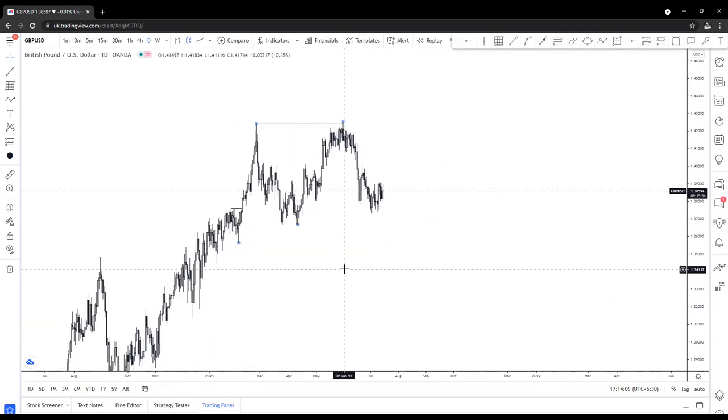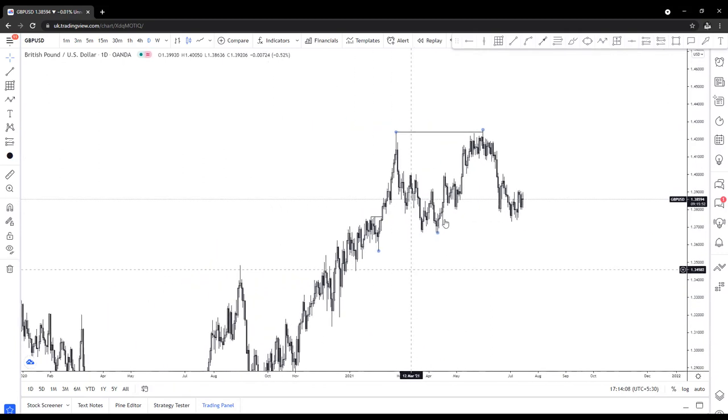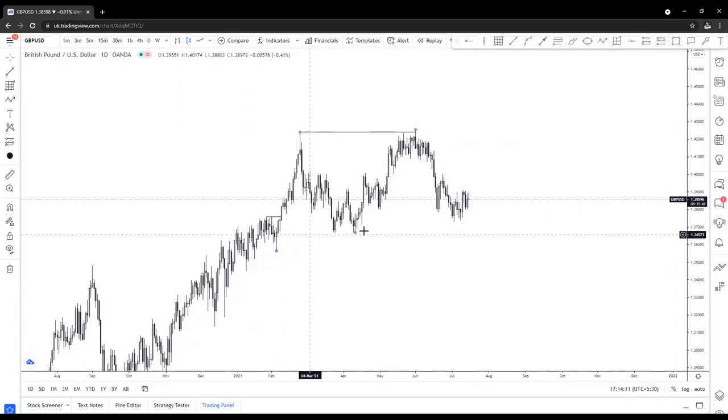And the thing is, every time frame has its own trading range. Even though this was a weekly trading range from this low to this high, the 1 hour will have its own trading range. The 15 minute will have its own trading range, and even the 1 minute will have its own trading range.